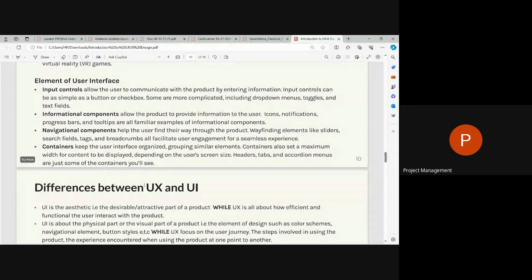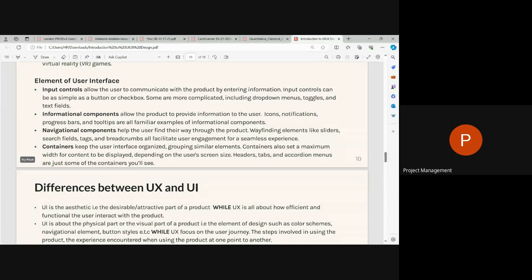Sorry about that. So we have informational components. As for input controls, you are inputting your information. But for informational components, the product is providing information to you, to the user. The product is providing information to the user.